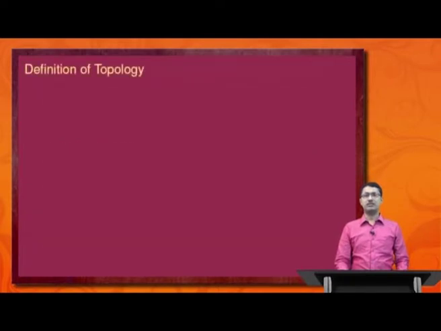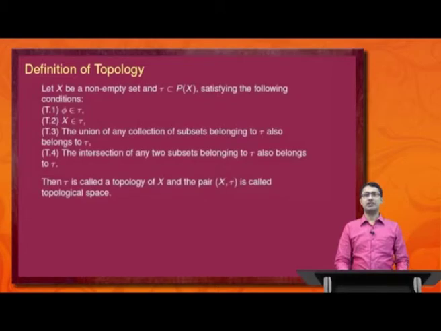Now we are going to the definition of topology. Let X be a non-empty set and tau a subset of the power set of X. Tau is called a topology if tau satisfies the following conditions. First condition, phi belongs to tau. Second condition, X belongs to tau. Third condition, the union of any collection of subsets belonging to tau also belongs to tau. And finally, the intersection of any two subsets belonging to tau also belongs to tau. Then tau is called a topology on X, and the pair (X, tau) is called a topological space.